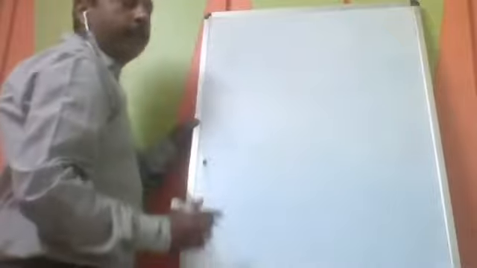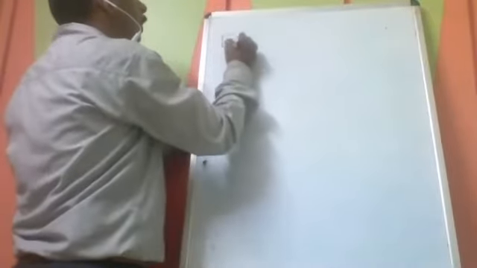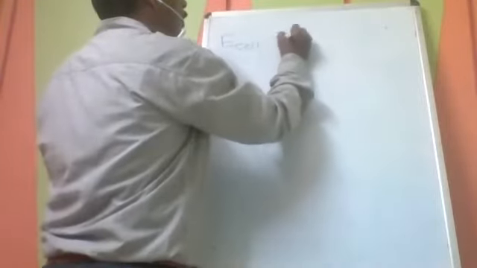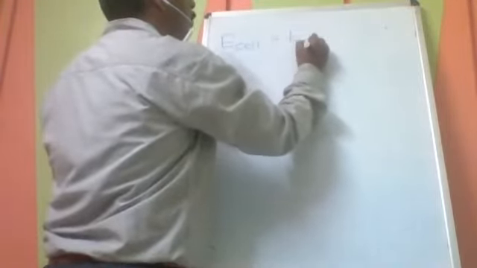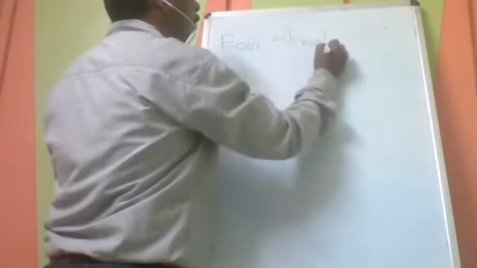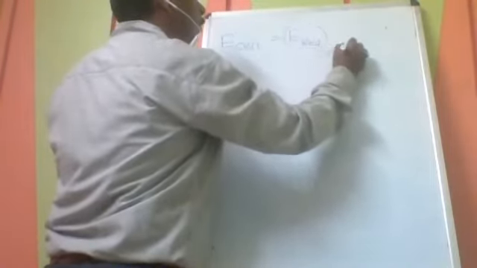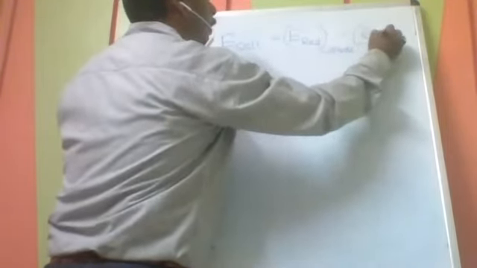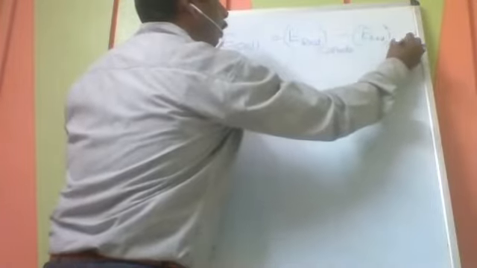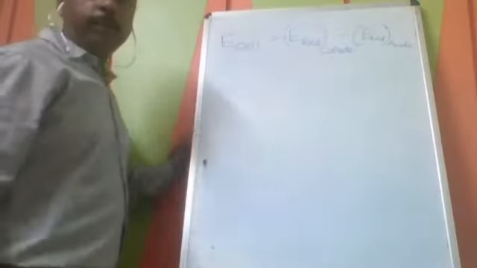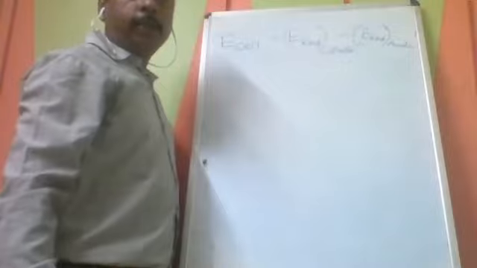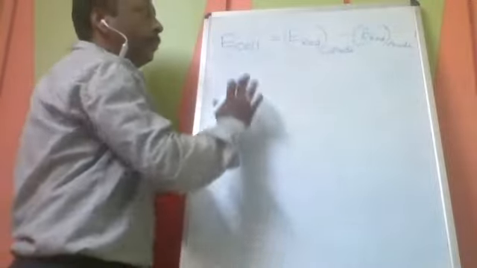Next topic is E cell. The formula for E cell is the E reduction potential of cathode minus the E reduction potential of anode. Cathode minus anode. What minus what? Cathode minus anode. Always you should remember this.